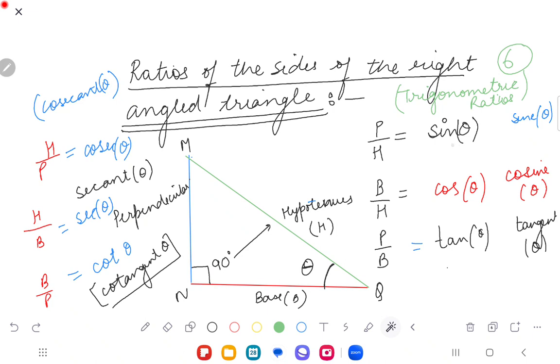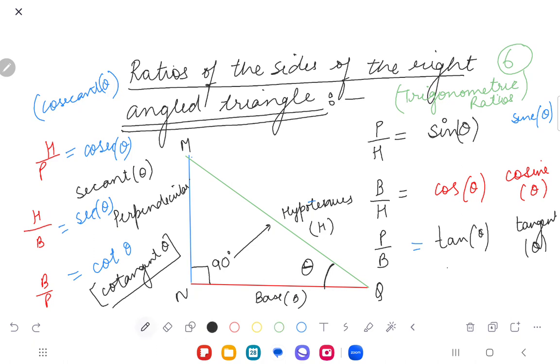The six trigonometric ratios are sine theta, that is the ratio of perpendicular over hypotenuse, p over h. The second ratio is cos theta, that is b over h. And then tan theta is p over b. Remember this. The fourth ratio is called cosec theta, which is h over p. The fifth ratio is called sec theta, that is h over b. And the sixth ratio is called cot theta, which is b over p. Are you understanding my point?